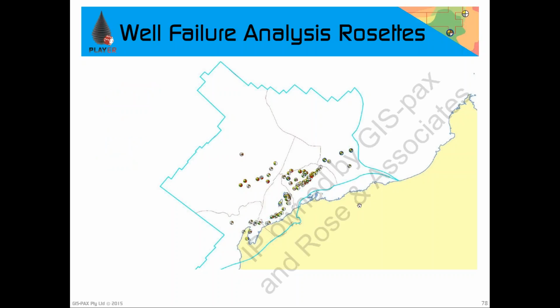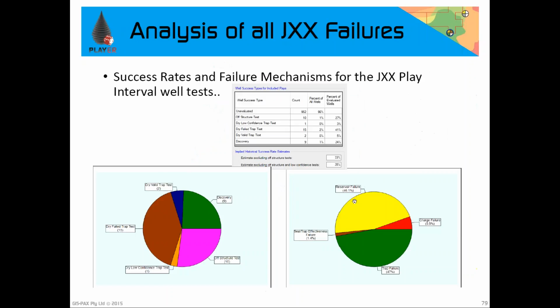So we can then go through the failure analysis of those particular wells, and you can see why we put the blue rings around the charge failures. So we can see over here that we've already got some charge failures, which is suggestive of a charge problem over here in the Beagle.